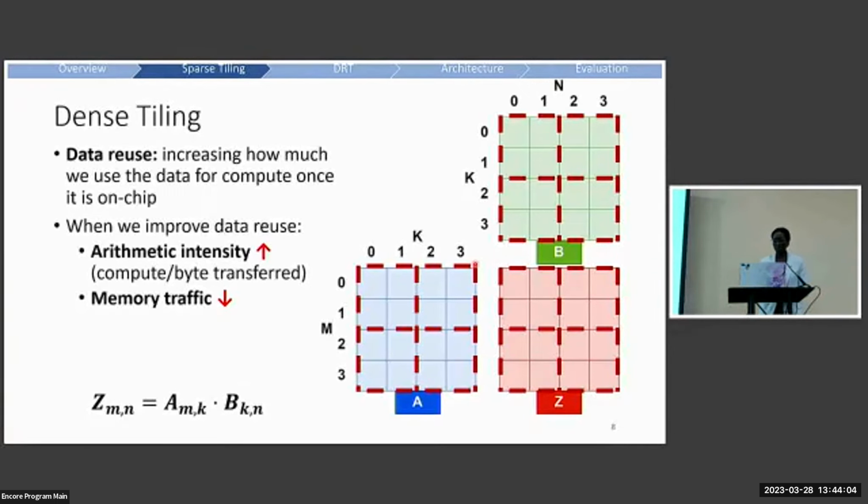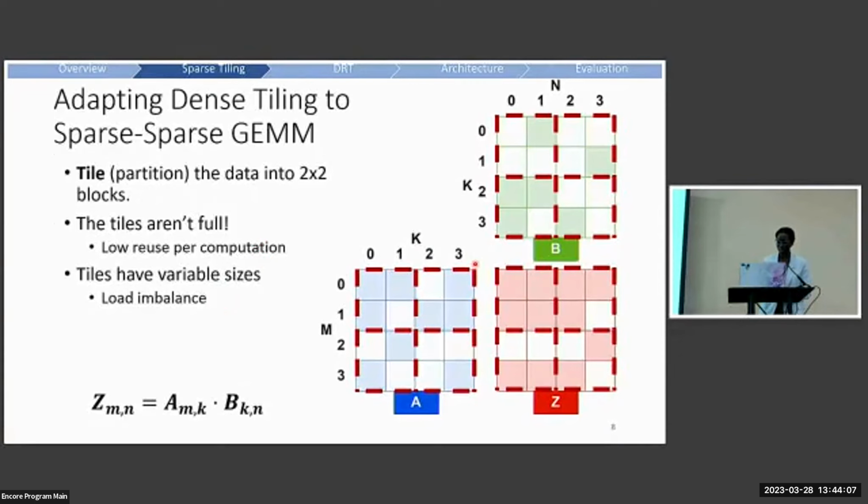So what if we try to apply this to the sparse world? Here, we're now sparse, but notice the tiles are no longer full. The number of non-zeros in the tile is no longer equal to the 2x2 tile shape that we have. So this decreases the data reuse. Additionally, tiles have different numbers of non-zeros in them. For example, A00 and B00 have occupancies of 3 and 1 non-zeros each. Meanwhile, A11 and B11 have occupancies of 1 and 1 each. This will lead to load imbalance if we parallelize on these pairs of tiles. And by the way, ExTensor, which is a prior state of the art in sparse tiling, does this approach and still uses memory inefficiently.